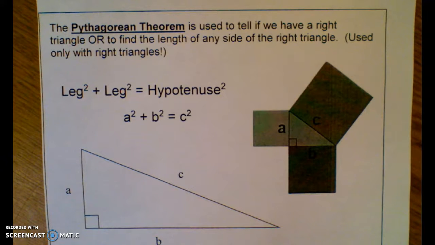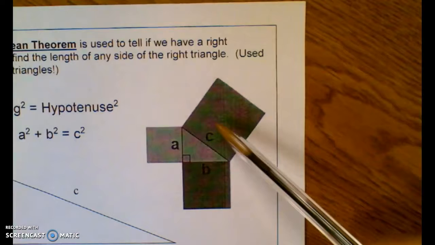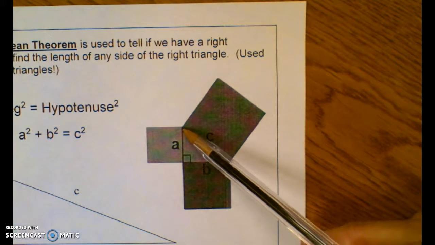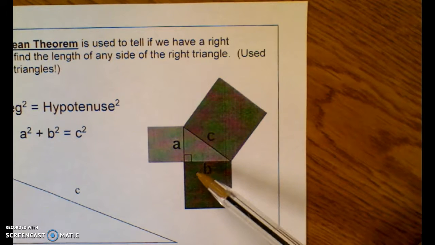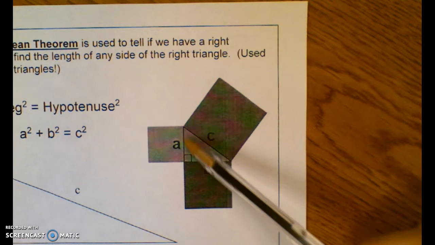Okay, today we're going to learn about the Pythagorean theorem. It's used to tell if we have a right triangle or to find the length of any side of a right triangle. This theorem is named after a guy named Pythagoras. He lived in Greece like 2,000 years ago, and he actually discovered something very interesting about the areas of the sides of a right triangle. And this specifically only works with right triangles, so that's something to keep in mind.